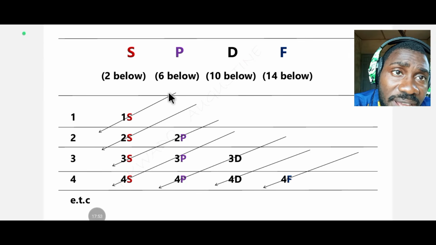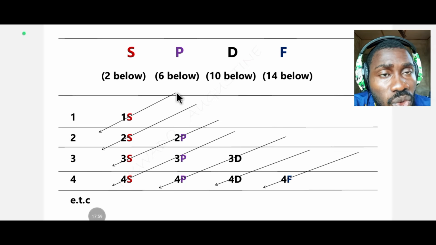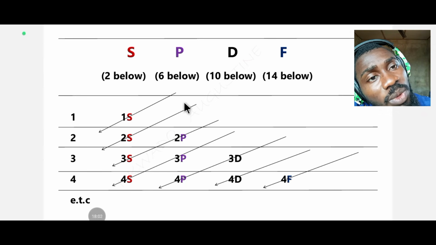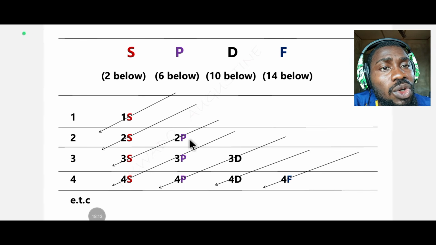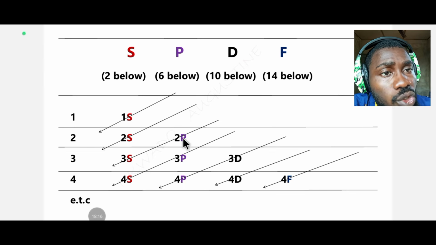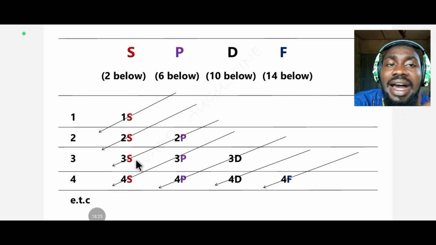So from the first line, you are going to pick from here, from right to left. What do we have there? 1s. The next one we have here, the second oblique line. Only 2s, and we are supposed to pick from right to left. The third oblique line, what do we have there? 2p. We are picking from right to left. 2p, then 3s, and so on and so forth.